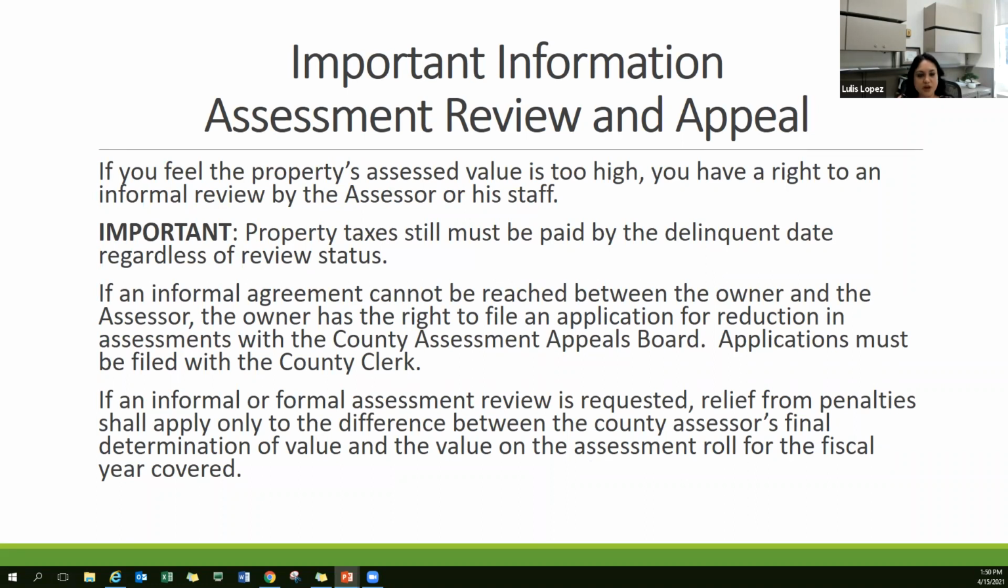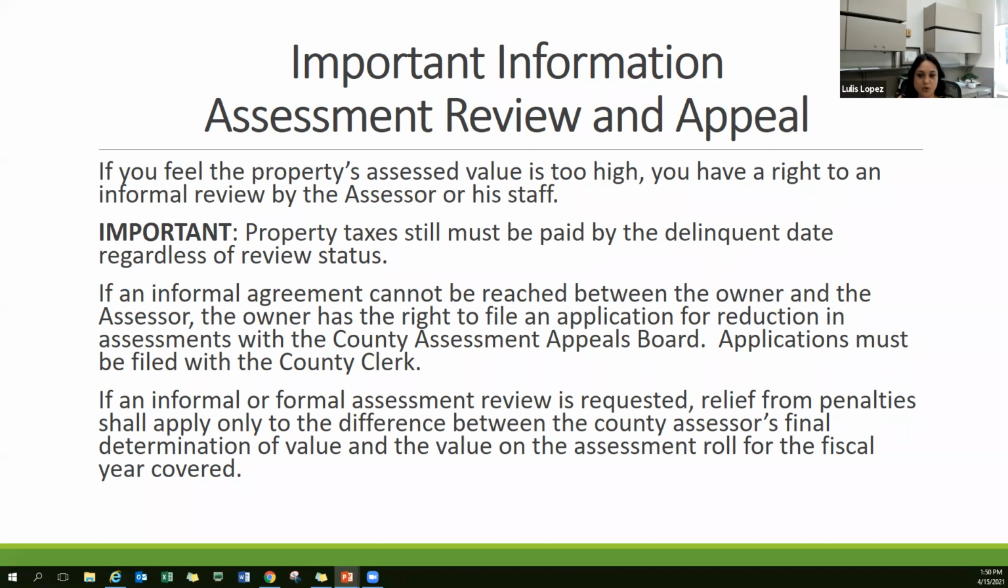This is the information in the back of the bill, and the assessment review and appeals information. The assessor establishes the assessed value of your property. So it's the full cash value, which may be interpreted as the market value. If you feel that the property's assessed value is too high, you have the right to an informal review by the assessor or his staff. So we provide the contact information for the assessor's office.